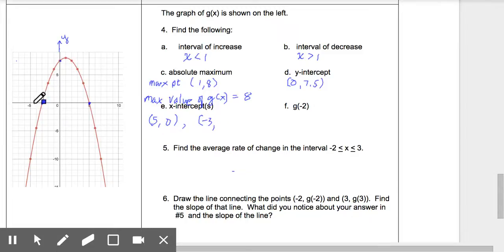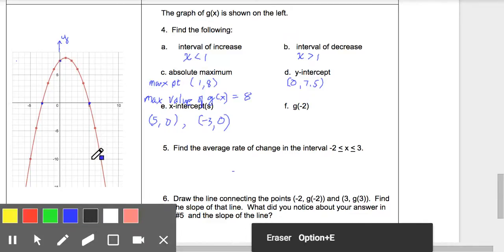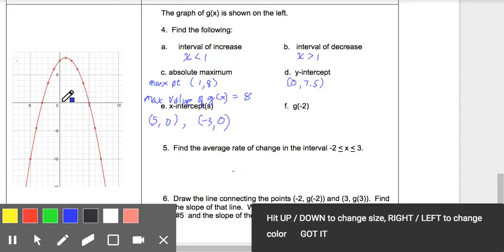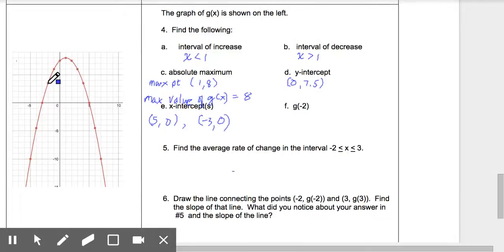And of course, the y value is 0. Now, find g of -2. To find g of -2, we are going to go to x equals -2. Okay, so here's x equals -2. And then we go to the graph when x is -2, which is right here.